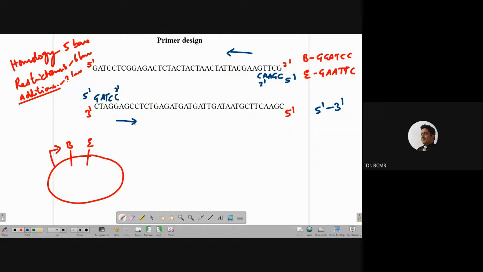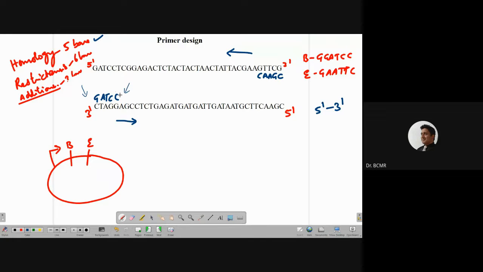Why is it a chain? Because it increases exponentially if they are converging, more and more templates. The products of one cycle will become templates for the next cycle. So if we see, the first part of it is done. I have taken regions of homology for 5 bases. I'll erase this 5' and 3'. And when you are writing the restriction site, it should always be on the 5' side. Okay, the restriction site should be on this side, not here.